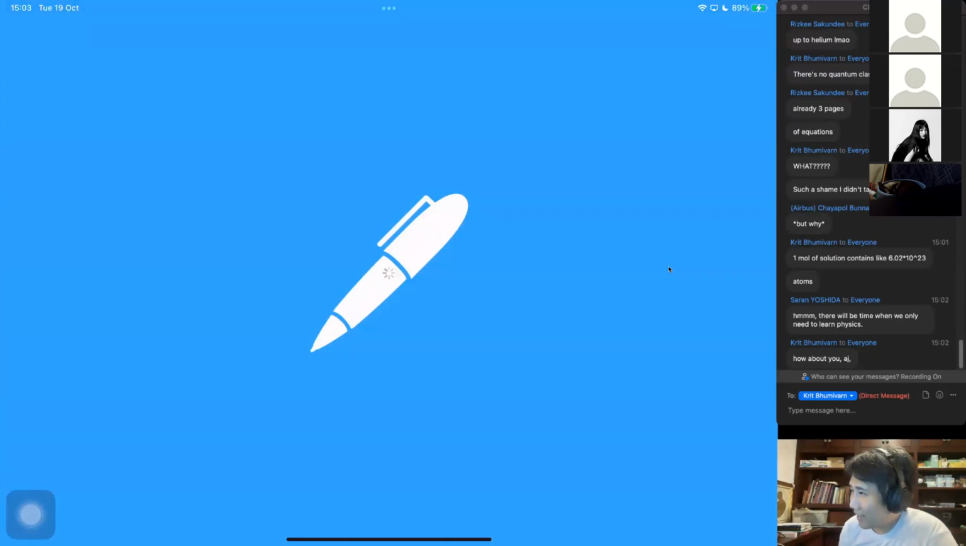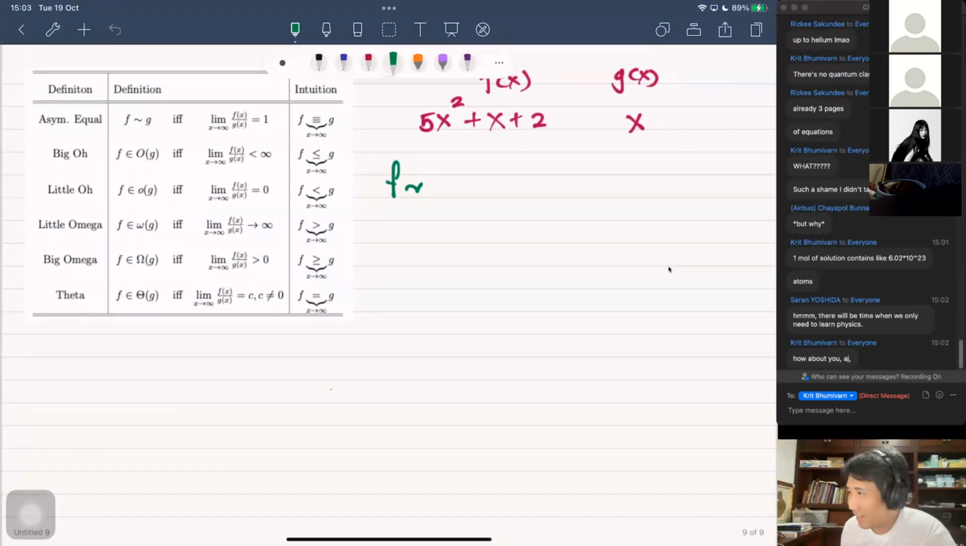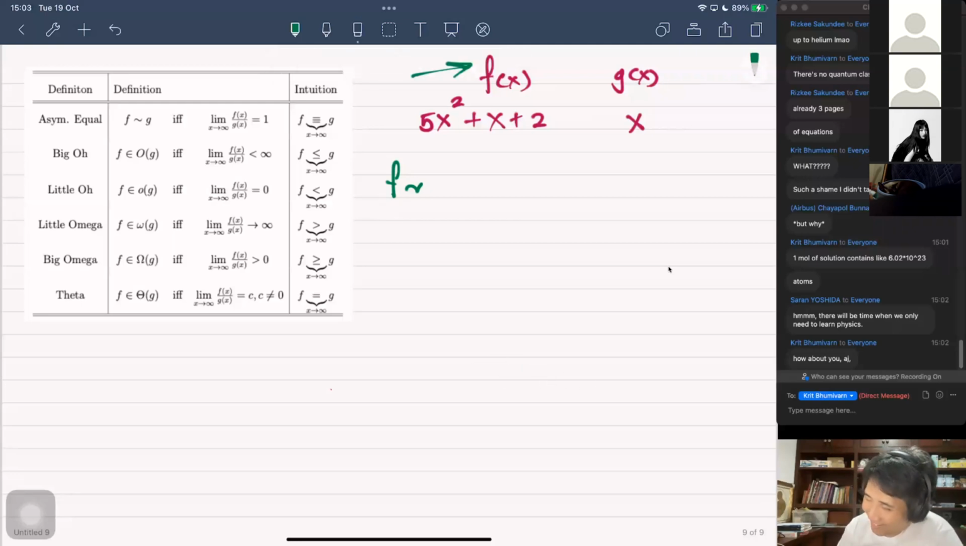The new iPad OS, if you have a chance not to upgrade, don't upgrade it. The pen lags so bad.